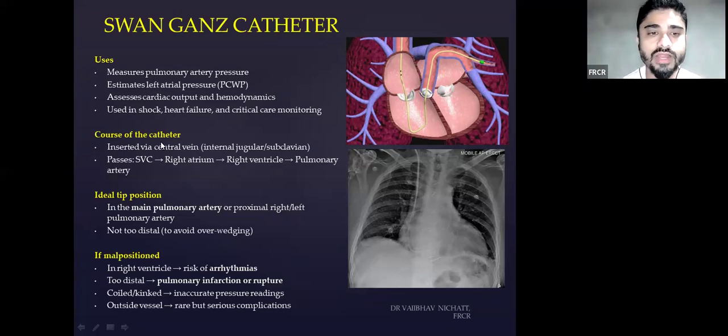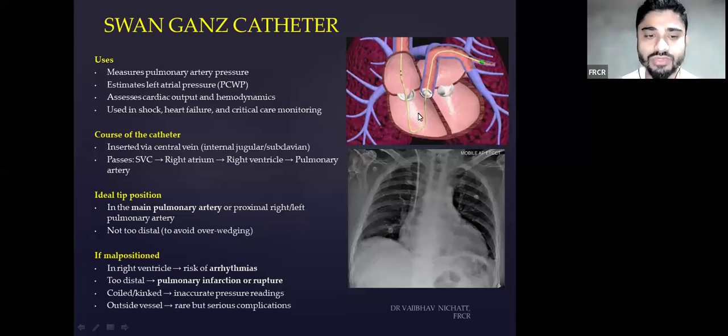What is the course of the catheter? Ideally inserted via central vein, either internal jugular vein or subclavian vein. Then it passes into SVC, then right atrium, right ventricle, and then into pulmonary artery. Like this. This is right atrium, right ventricle, through the pulmonary valve into one of the proximal portion of the segmental branches of the pulmonary artery. So ideal tip position is in the main pulmonary artery or proximal portion of right or left pulmonary artery, not too distal, because it will cause wedging that will give you false or inaccurate readings of pulmonary artery pressure.